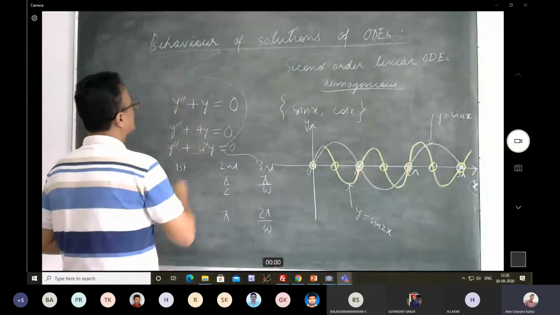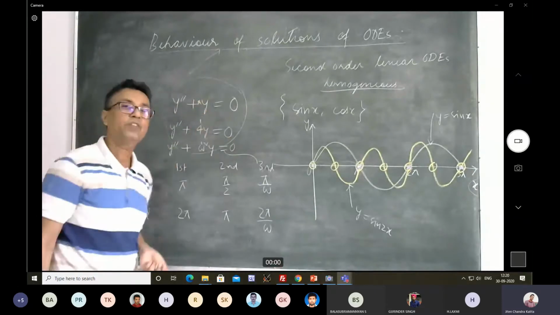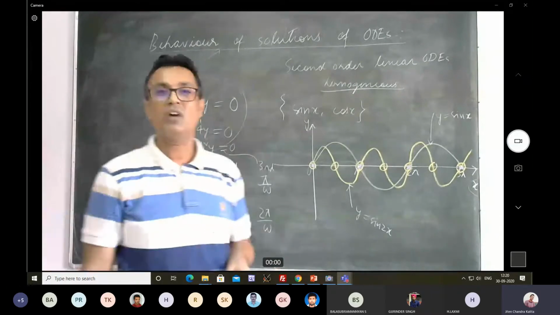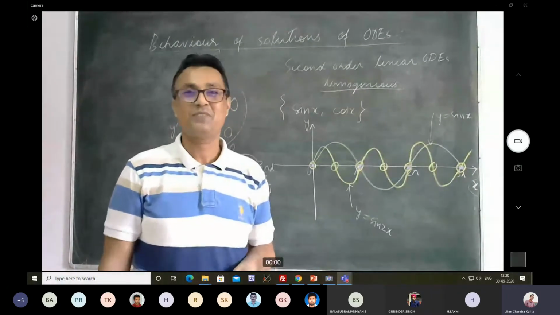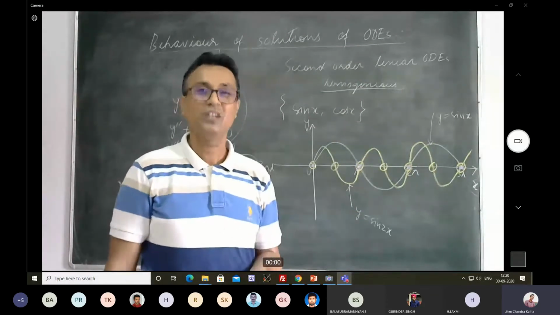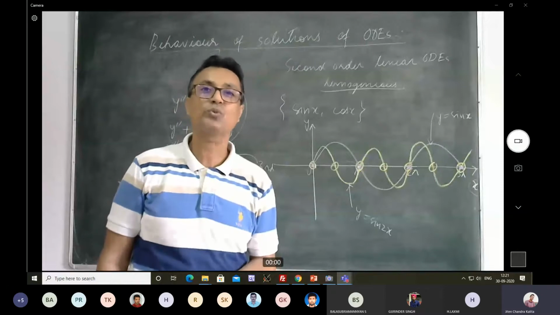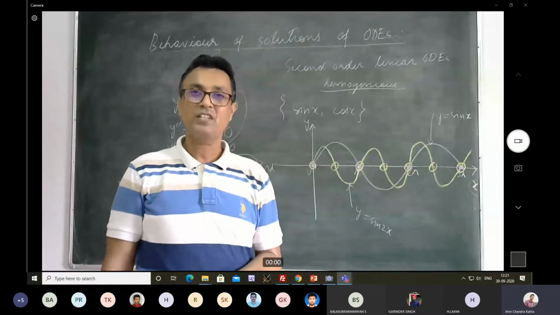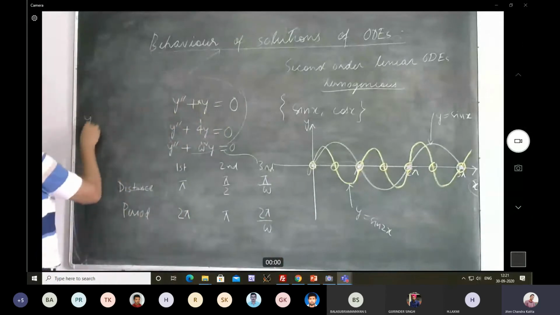Here you have seen that the coefficient of y in all three cases was a constant. So that is why our life was much simpler mathematically, right? We were able to figure out how many zeros are in a particular interval, and what the spacing between those zeros is going to be.